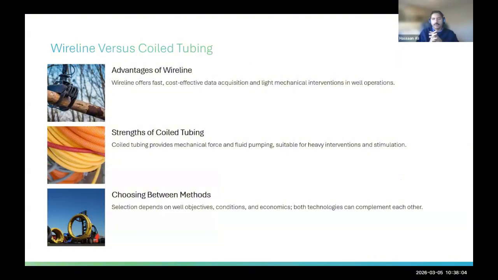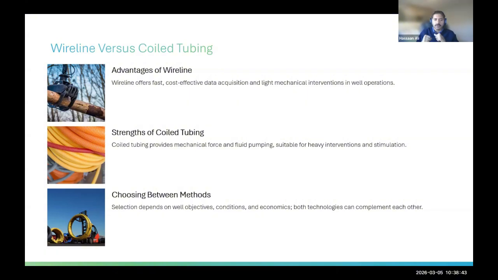So, wireline versus coil tubing. A lot of people who have worked in oil field, there are advantages and there are disadvantages. The advantages of wireline is it's very fast, cost-effective data acquisition with light mechanical intervention. Strength of the coil tubing is that coil tubing is essentially a coiled tube around a spool, but coil tubing actually gives you an ability to do heavy mechanical intervention jobs, fluid pumping, and stimulation. So it can actually do stimulation, which is something which wireline cannot do. It can help with heavy stimulation, heavy interventions where you require a lot of force.